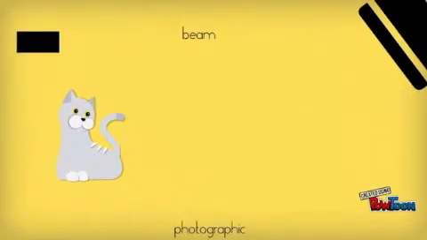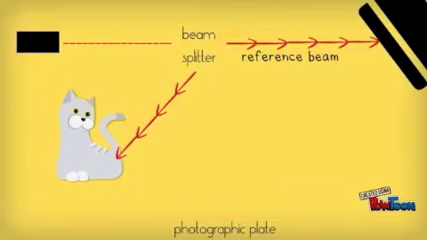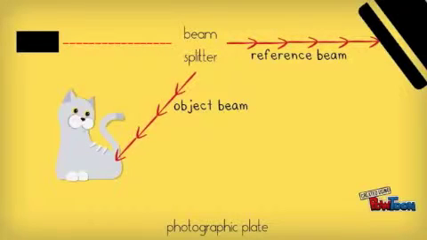The laser beam is split into two separate beams using a beam splitter. One beam is used as the reference beam, while the other is used as the object beam. The object beam travels from the beam splitter, is reflected off a mirror onto the object, and then it bounces off and lands on the photographic plate.